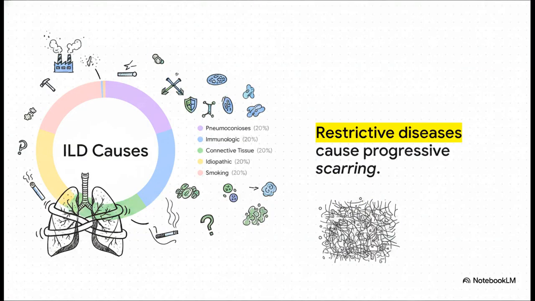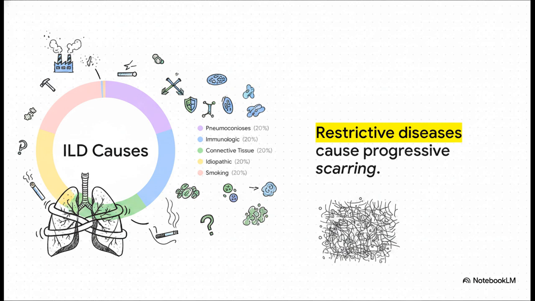All right, transitioning over to the corset side of things, we're looking at chronic progressive restriction. Unlike obstructive blockages, restrictive diseases, which are often called interstitial lung diseases or ILDs, are all about the actual scarring and stiffening of the lung tissue itself. The textbook breaks these down into 5 distinct associations.